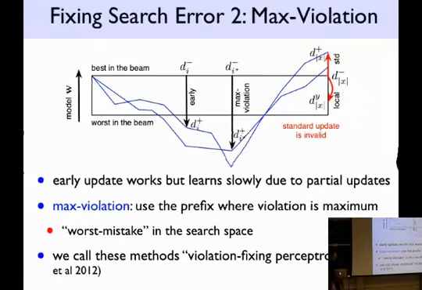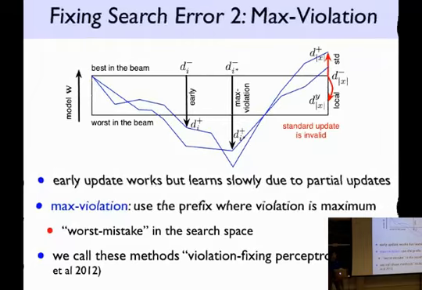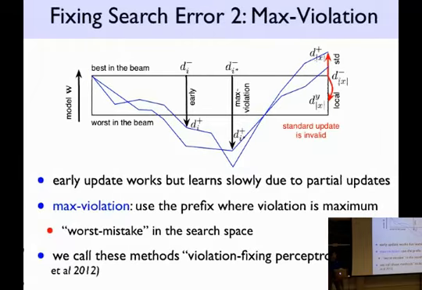So the violation is defined as the distance between the highest scoring wrong prefix at this point versus the highest scoring correct prefix at the same step, right? So that's basically the difference. And you do want to promote this guy to the top and demote the wrong guy, right? So this distance is the amount of violation, and you fix the worst mistake in the search space.